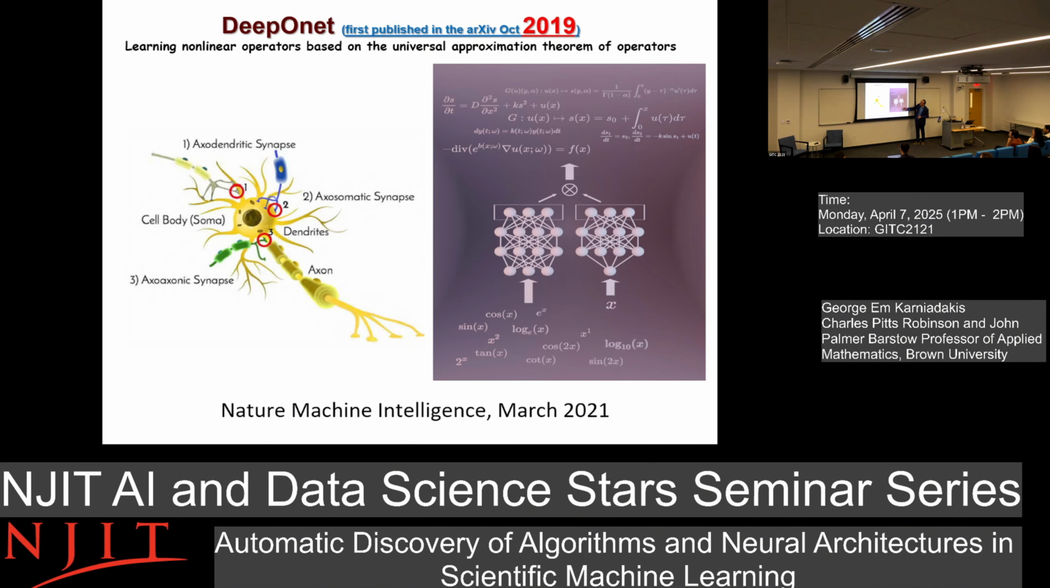Then we need a space where the computation is done. The computation is done in the trunk, or the soma, which is another neural network. The two neural networks work together. And here you have the synaptic output. So there is a little bit of resemblance of a human neuron with what we're trying to construct.